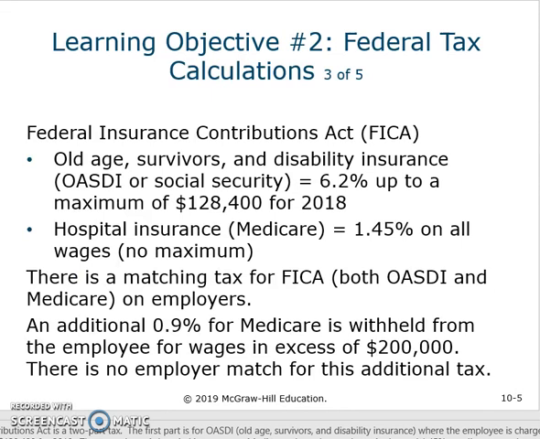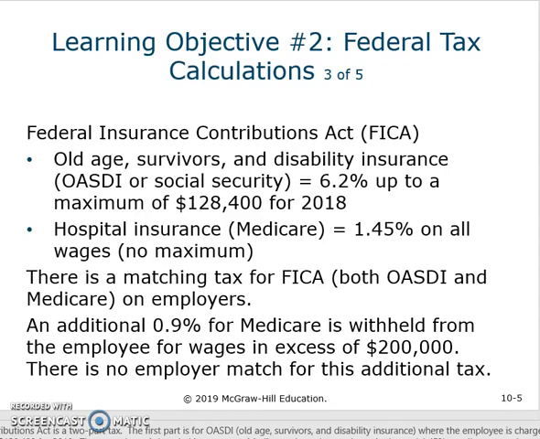In addition to federal tax withholding, there's also FICA tax withholding, which is your Social Security and your Medicare tax. The Social Security tax is 6.2% up to a maximum of $128,400 for 2018, and Medicare tax is 1.45% on all wages. There is no maximum for that.